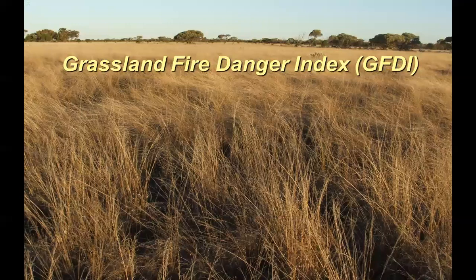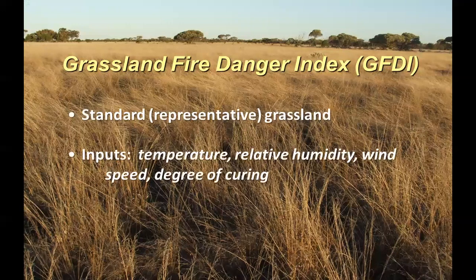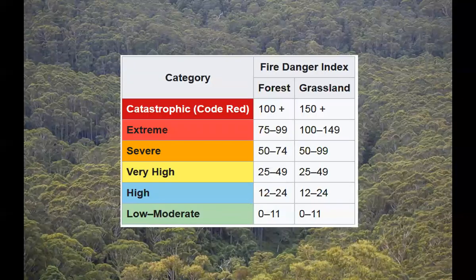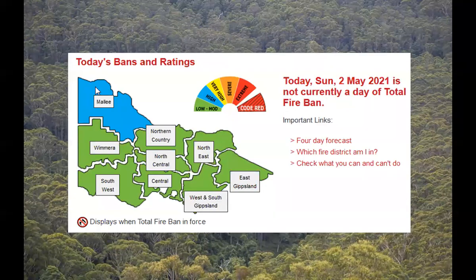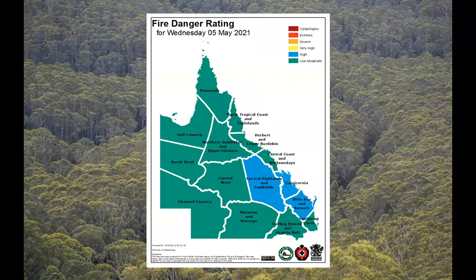The Grassland Fire Danger Index was designed for a standard representative grassland. Inputs include temperature, relative humidity, wind speed, and the degree of curing, which is typically observed using visual estimates to provide that information. Here are the 6 categories for both the forest and the grassland indices, and examples of some products from different states of Australia. Here's one for Victoria, showing the fire danger based on these indices for May 2, and also here's one for Queensland, which was actually a forecast for May 5.